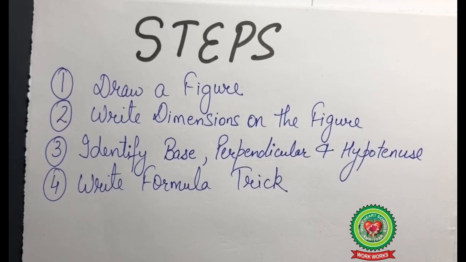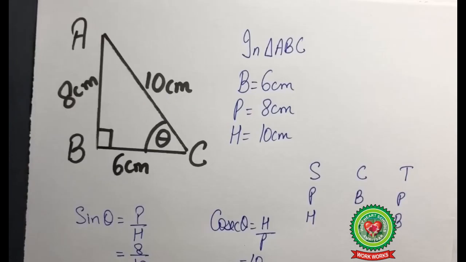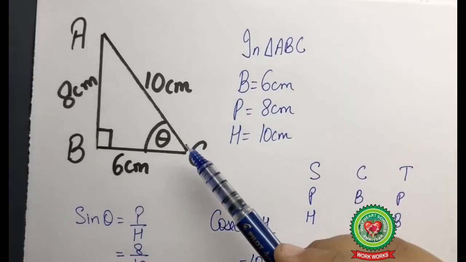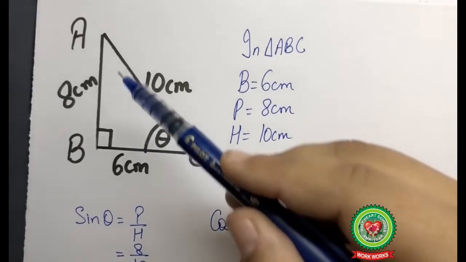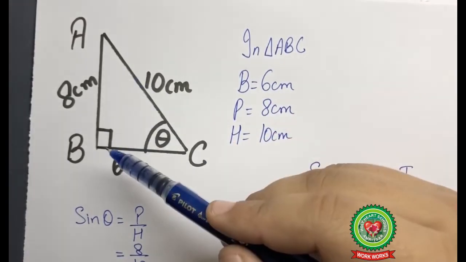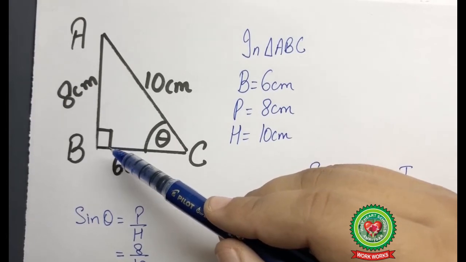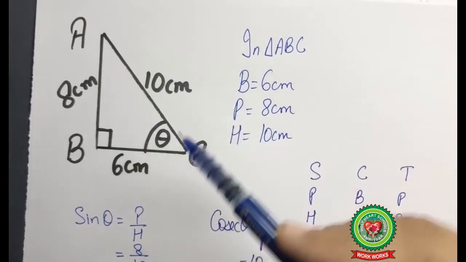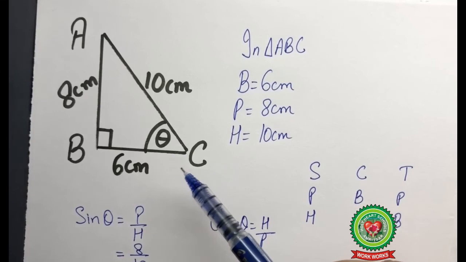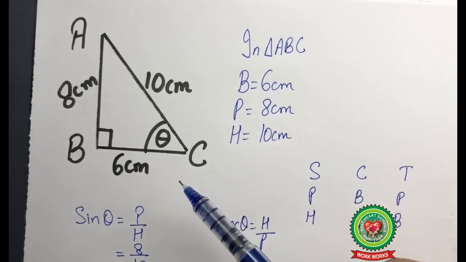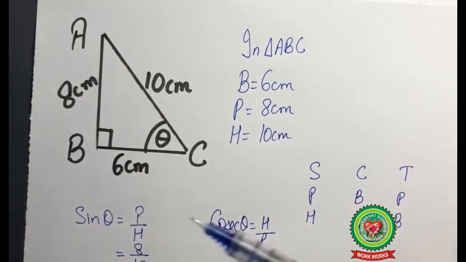Now we are going to discuss a sum based on finding all the 6 T ratios when the 3 sides are given to us. The sum is: triangle ABC is a right angle triangle at vertex B. Reference angle theta is given to us at vertex C, and the dimensions of the 3 sides are given to us. Now we'll just discuss a sum based on those steps only.